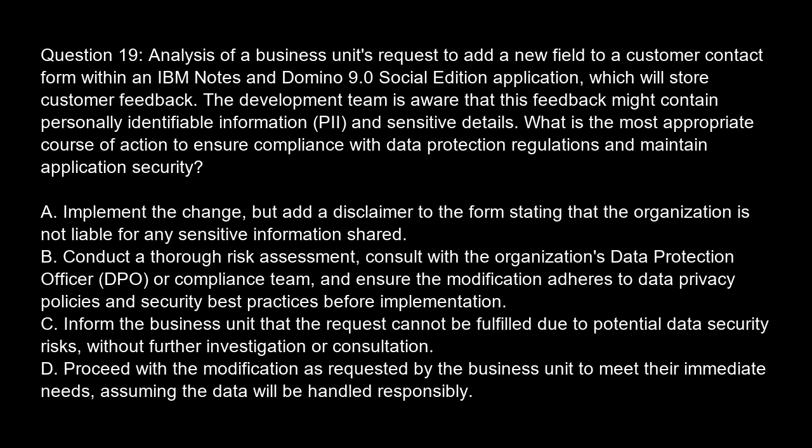Option A. Implement the change, but add a disclaimer to the form stating that the organization is not liable for any sensitive information shared. Option B. Conduct a thorough risk assessment. Consult with the organization's data protection officer, DPO, or compliance team, and ensure the modification adheres to data privacy policies and security best practices before implementation. Option C. Inform the business unit that the request cannot be fulfilled due to potential data security risks without further investigation or consultation. Option D. Proceed with the modification as requested by the business unit to meet their immediate needs, assuming the data will be handled responsibly.